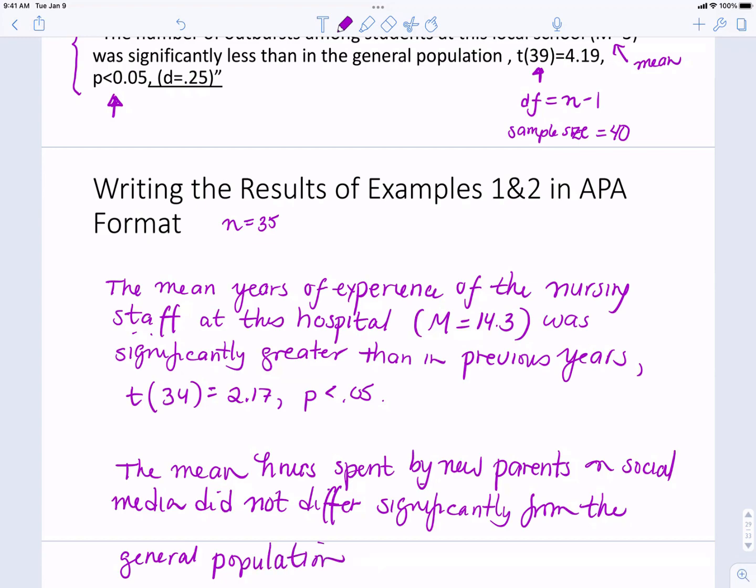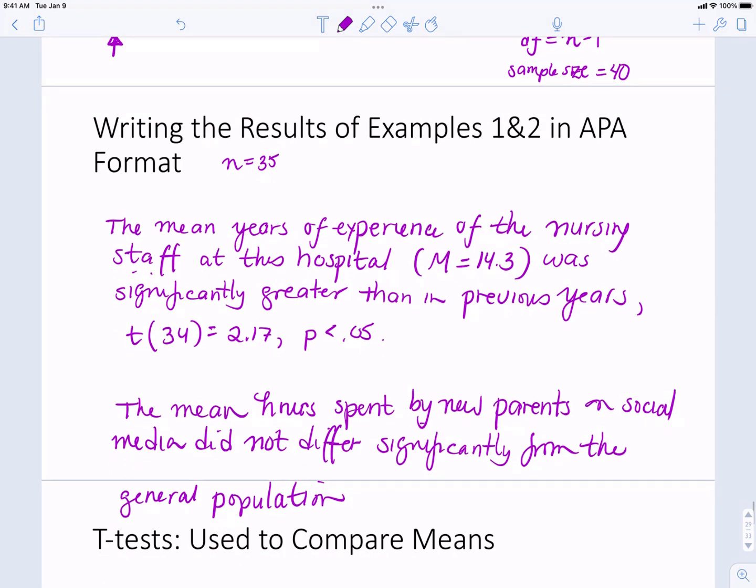And now we'll give all of those details asked for in APA format. So we would say we used a t-test. The degrees of freedom was 14 because our sample size was 15. And the test statistic for that problem was negative 1.10. And our p-value is greater than 0.05. So that's how that one might be reported using APA format.